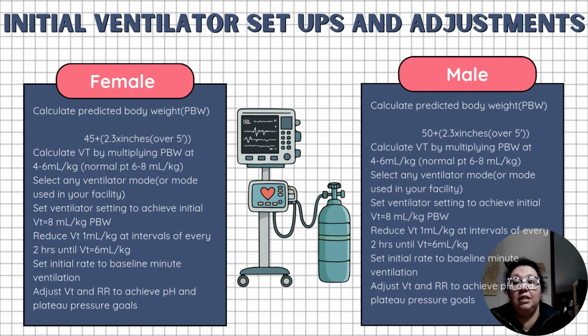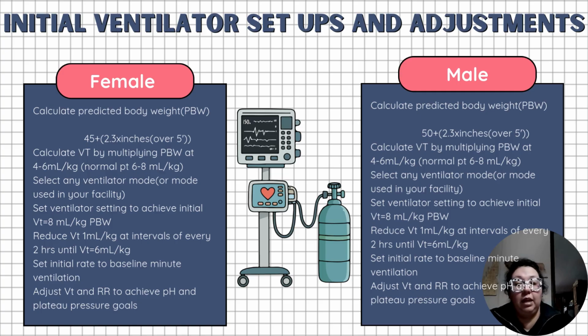You can go from 8 to 6 in a normal person without ARDS. The ventilator settings are 6 to 8 milliliters per kilogram. Some ventilator protocols will have you start at 8, at the high end, and then start reducing the tidal volume by 1 milliliter per kilogram at intervals of every 2 hours, until you reach that 6, which is the safe zone to not overextend the lungs and cause any more damage. And then you set the initial rate at a baseline for their minute ventilation, and then adjust tidal volume and respiratory rate to achieve an adequate pH and plateau pressure goals.